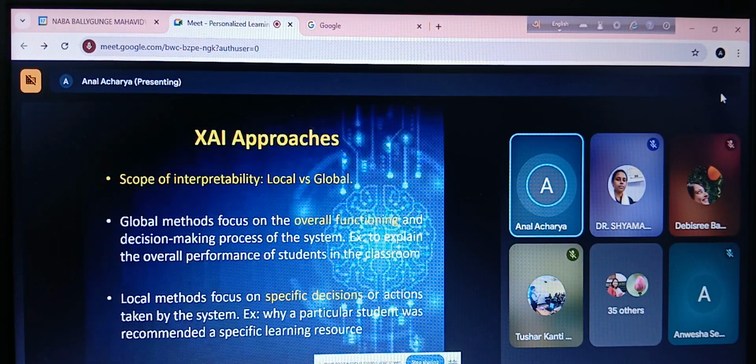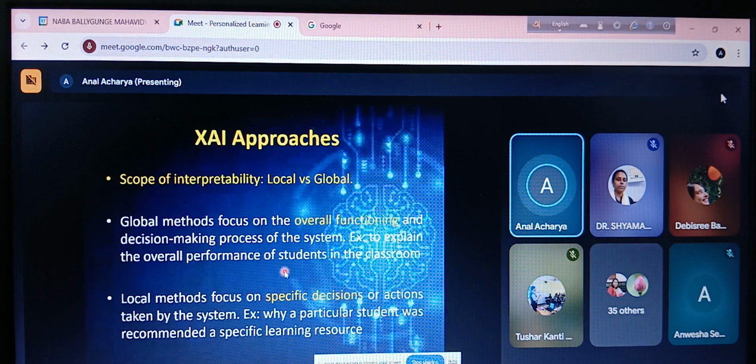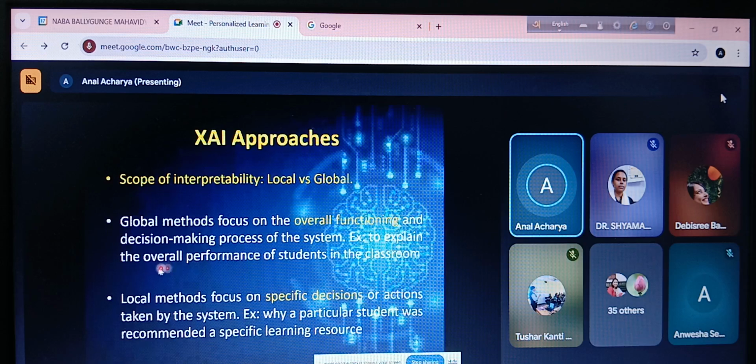So what are the approaches of AI? There are two approaches actually. One is called the local approach, another is called the global approach. Global approach means it is based on the overall functioning. Overall functioning means the overall performance, maybe I want to evaluate the overall performance of students in the classroom, whether all the students are able to do well or whether some of the students are able to do very poorly and so on.